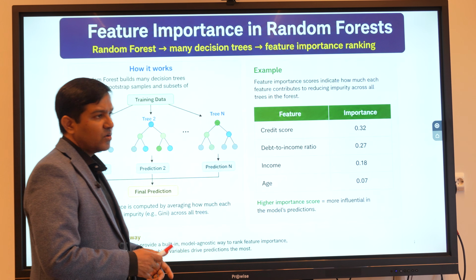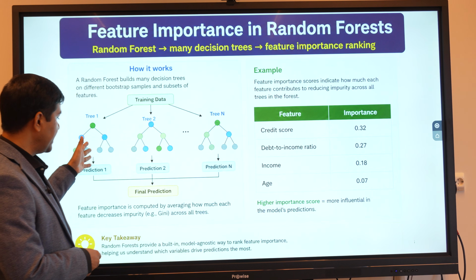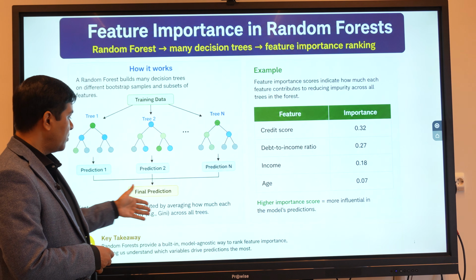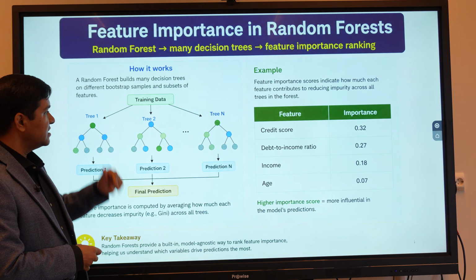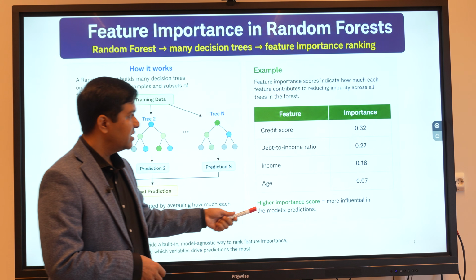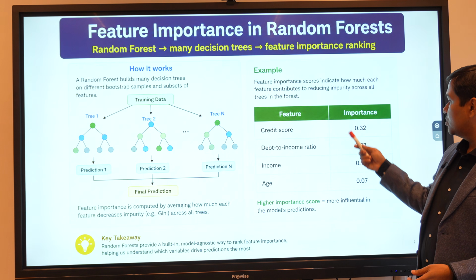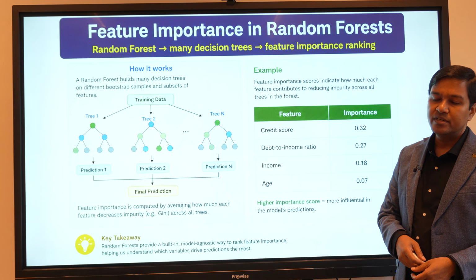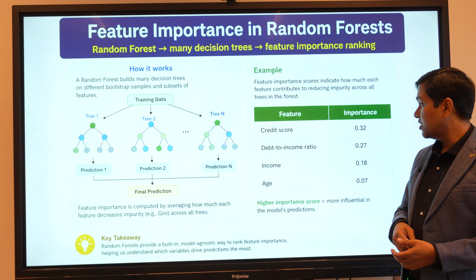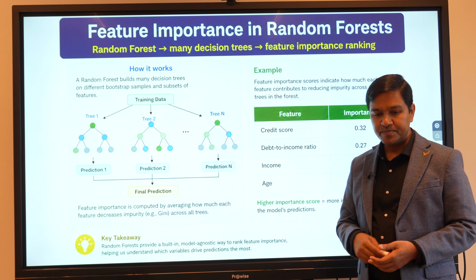Next comes feature importance in the random forest. In a random forest, different trees are made, like a model. Feature importance is computed here by averaging how much each feature contributes. Here the features are credit score, debt to income ratio, income and age. What we see from this importance is 0.32, so the credit score has a higher impact on influencing the decision of loan approval or rejection in this random forest based model.